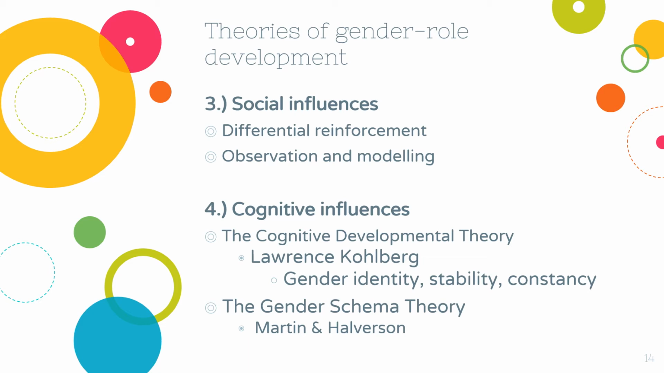Gender identity. In other words, children's knowledge of themselves as male or female. This develops approximately at the age of 3. Next is gender stability. In other words, the knowledge that gender identity remains stable over time. In other words, boys eventually become men and girls women. This develops after children have established a gender identity at approximately 4 years of age.